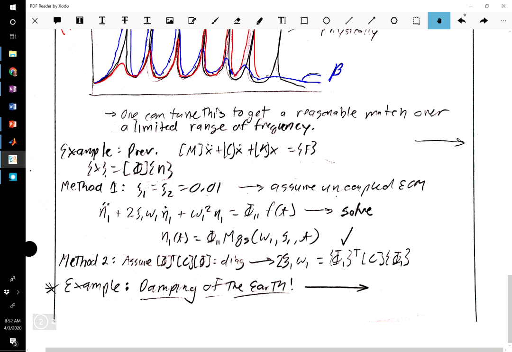Okay, so with our 2 degree of freedom system example that we've done earlier, suppose we wanted both the damping ratios to be 0.01. Again, what we would do is we would just take the undamped equation we had, which had these two terms, and we would just add in this damping term. And then now we have a damped single degree of freedom system that we're going to have to solve.